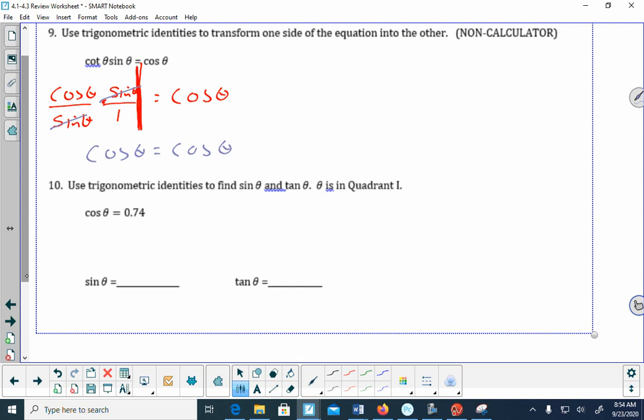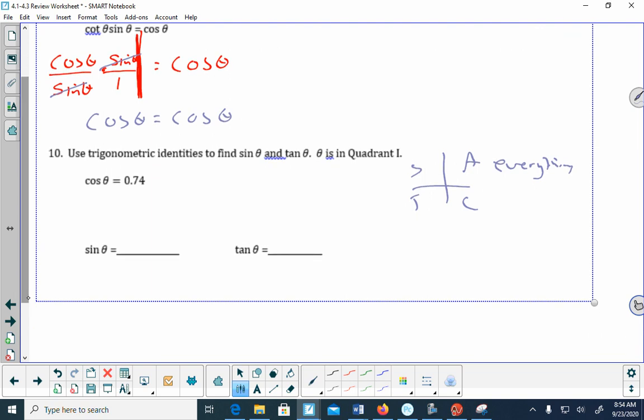Okay, number 10, it says the cosine is equal to 0.74, and it's in quadrant 1. Well, quadrant 1 tells me that, remember, all students take calculus, so everything is going to be positive in the first quadrant. So the cosine is 0.74. They want me to find the sine and the tangent. I'm going to use a trig identity. I'm going to use the fact that sine squared theta plus cosine squared theta is equal to 1. That's the main trig identity that I should know.